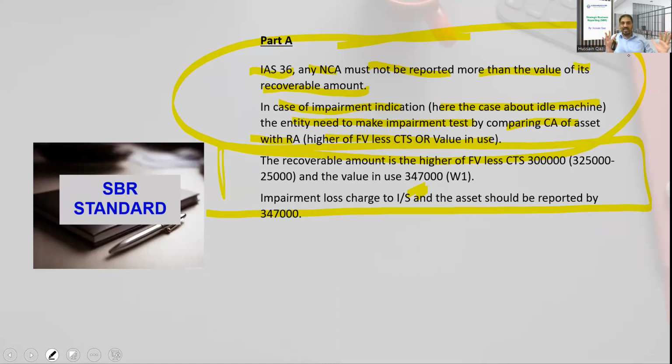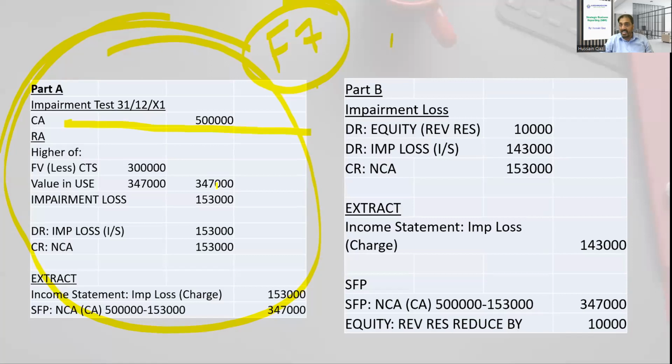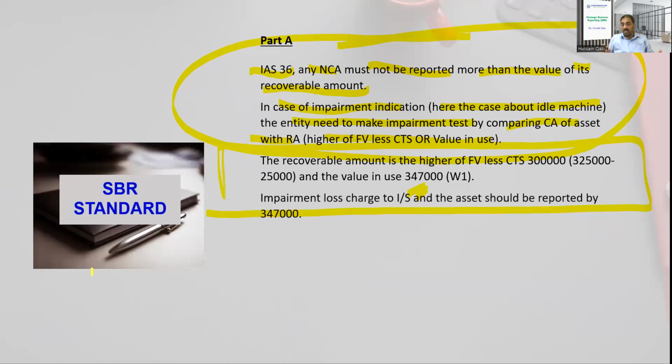The difference between F7 and SBR: SBR is about explanation and drafting, not the calculation. So this is a clear example of how to handle the situation with respect to SBR. Can you please reply to me? Is this clear, all of you?